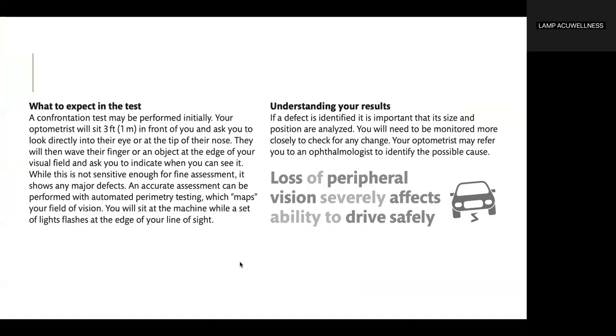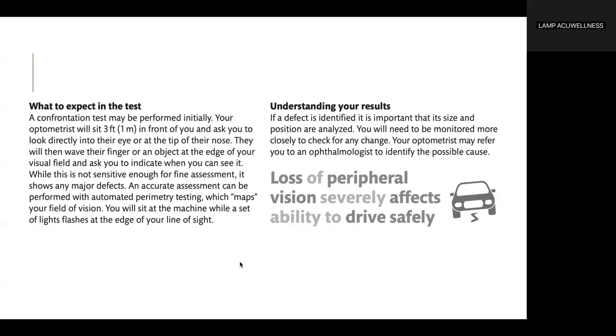A confrontation test may be performed initially. Your optometrist will sit 3 feet or 1 meter in front of you and ask you to look directly into their eye or at the tip of their nose. They will then wave their finger or an object at the edge of your visual field and ask you to indicate when you can see it. While this is not sensitive enough for fine assessment, it shows any major defects.